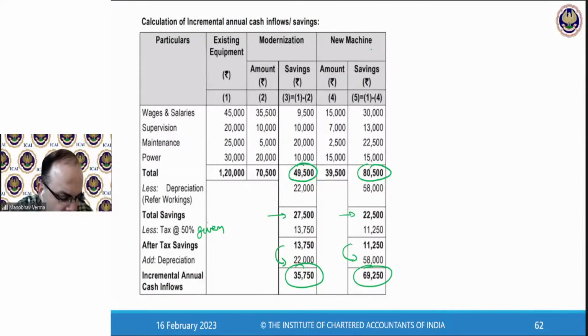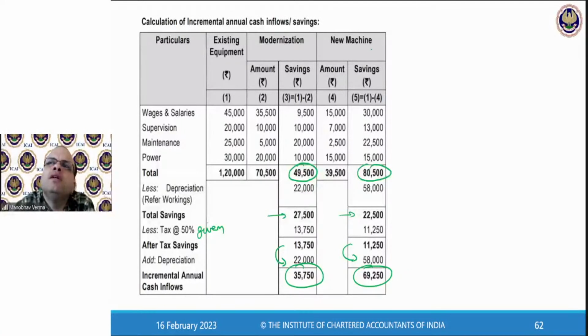Alok, wonderful. Sufal says we could have compared modernization and new machine. Sufal, yes, I agree with you. I absolutely agree with you. That could be an alternative approach. I'm just doing it to maintain a standardization here. And I think your suggestion in this case could have worked because the subtraction would be same, right? The existing machine would be same.